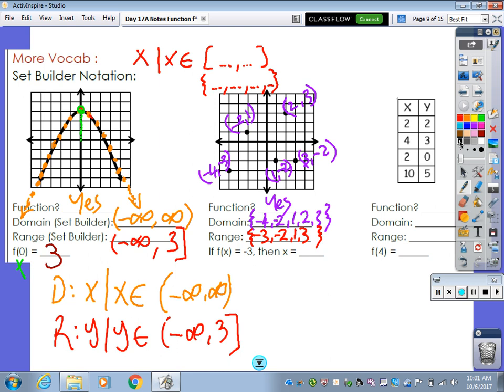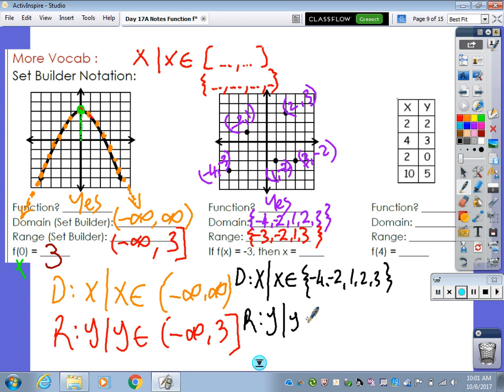We can write our domain and range the same way with set notation. Domain would be x such that x belongs to this curly bracket, and I have -4, -2, 1, 2, and 3. For range, we will do y values such that y belongs to curly bracket, list all your items back again, -3, -2, 1, and 3. We are done listing our domain and range in set builder notation.